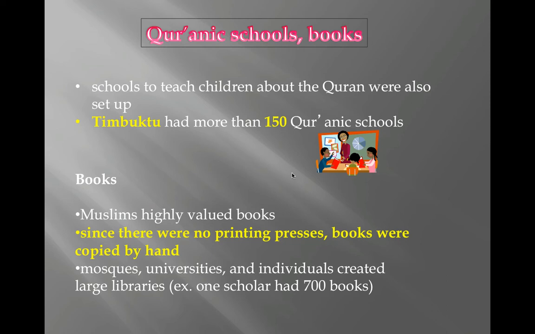All right, okay, you're gonna need to flip the page over for number 10, an example of how Muslims highly valued books. The best answer could be found in this last bullet. Mosques, universities, and individuals created large libraries. So that was important to them, creating these libraries. All right, pause it if you need to. If not, keep the video going to learn about Arabic and its influence in West Africa.